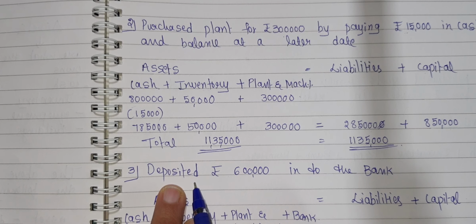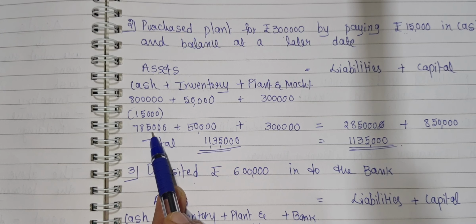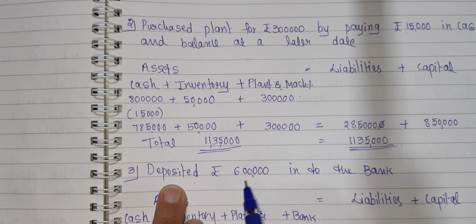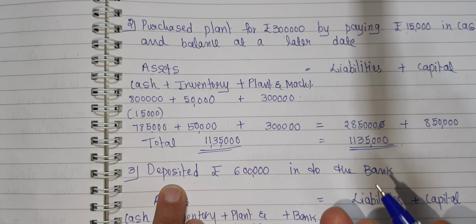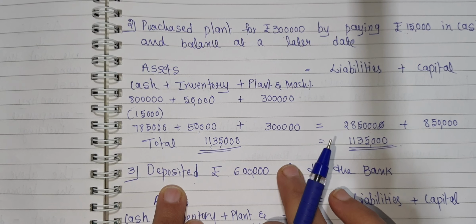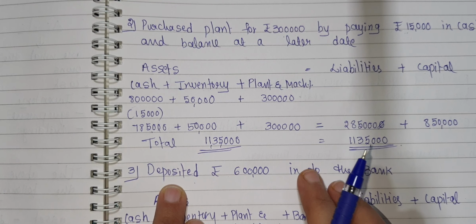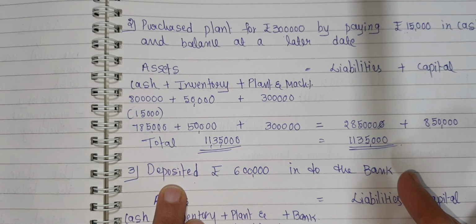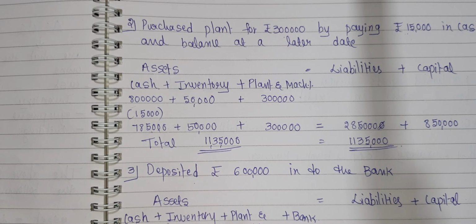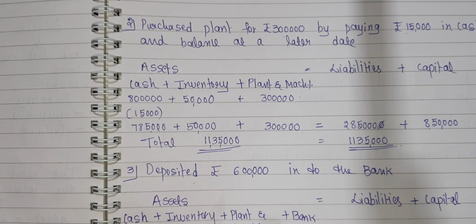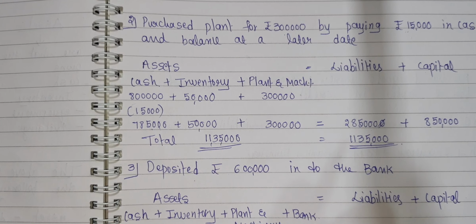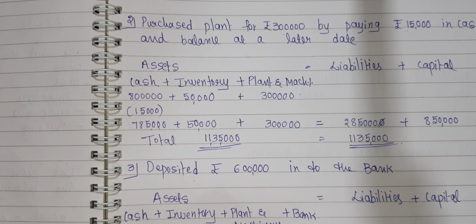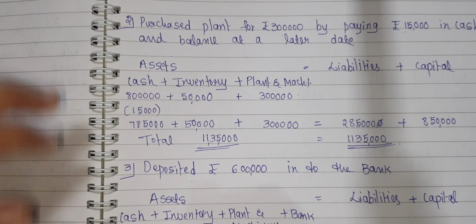And in the third transaction, out of rupees 7,85,000, we are depositing rupees 6 lakh into the bank. Means cash decreases by rupees 6 lakh and the same amount of bank increases. Under assets, cash will come, inventory, plant and machinery plus bank. Bank amount will increase. So here write down 7,85,000.